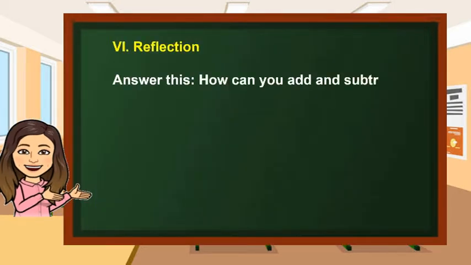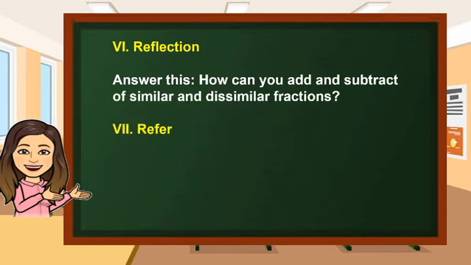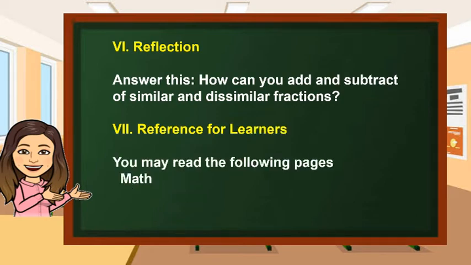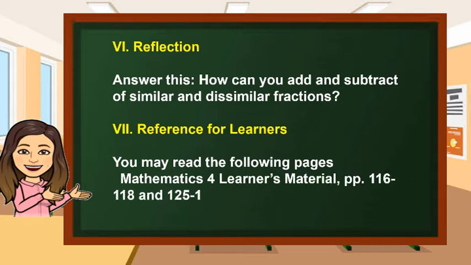So let us reflect. How can you add and subtract similar and dissimilar fractions? You may answer this in your notebook. And then you may read the following pages in your Mathematics for Learners material, pages 116 and 118, and 125 to 127.